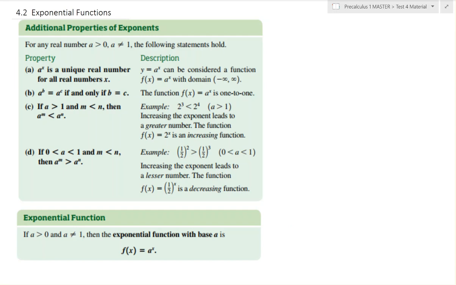Properties: a to the x is a unique real number for all real numbers x. The description is that y equals a to the x can be considered a function f of x equals a to the x with domain negative infinity to infinity. Property B says a to the b equals a to the c if and only if b equals c. And we know that because the function f of x equals a to the x is 1 to 1.